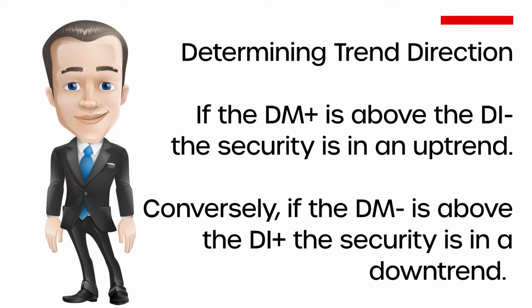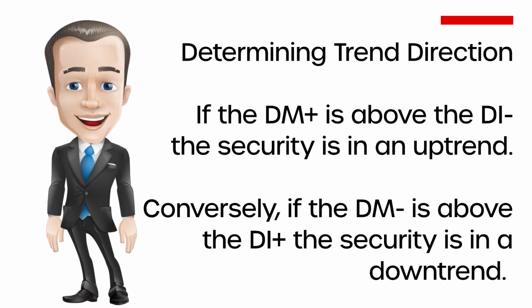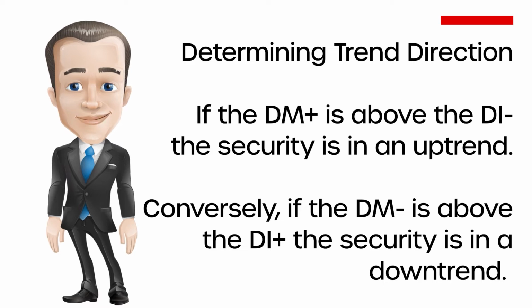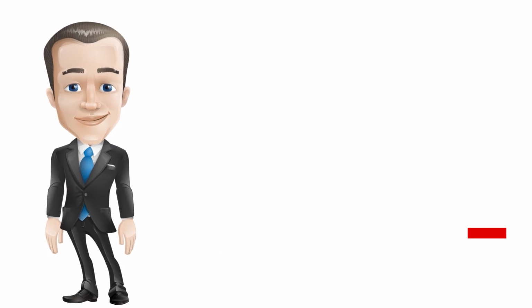Determining trend direction. If the DI plus is above the DI minus, the security is in an uptrend. Conversely, if the DI minus is above the DI plus, the security is in a downtrend.